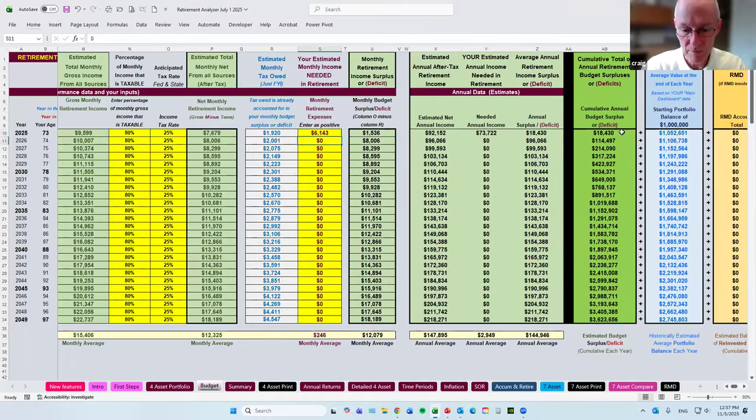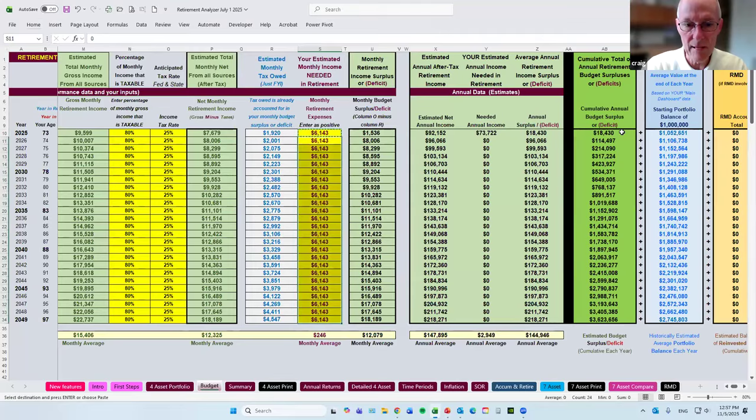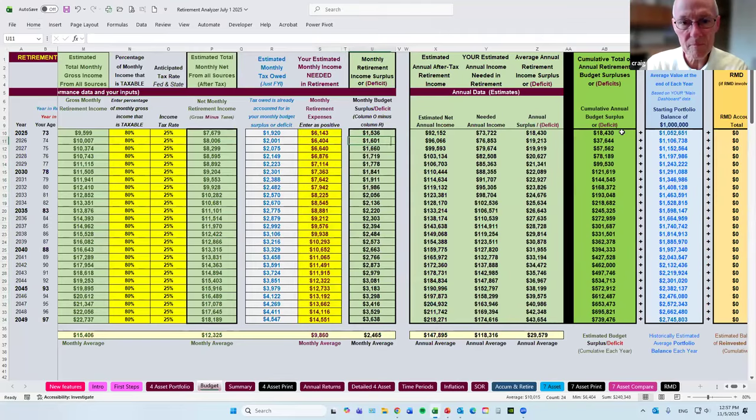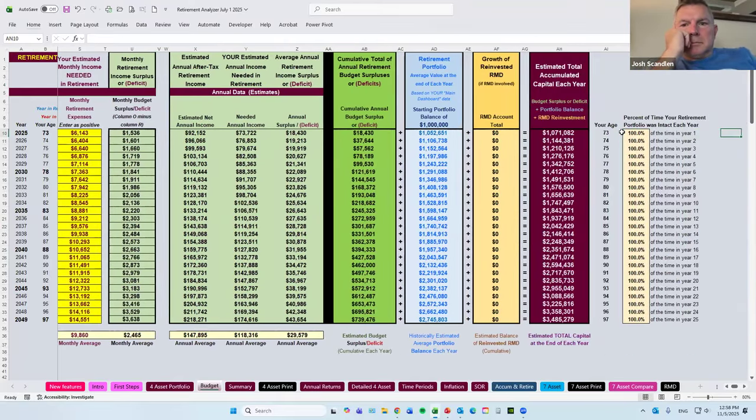Use it as a spreadsheet. So 80% of your net is what you spend. That gives you a monthly surplus, as you would expect. And that monthly surplus accumulates. Yes. And this is what I wanted to show you. This is the part that is so cool.